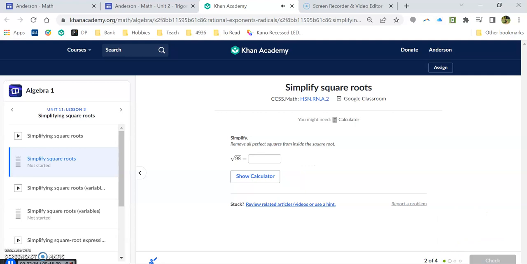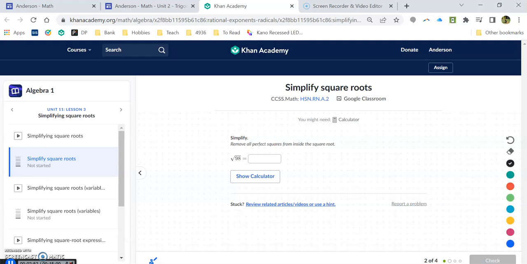Okay, square root of 98. So we want to go through our list. The last number I had on my list was 64. So 98 divided by 64 is going to give us a decimal. The next number was 49. 98 divided by 49 gives us 2.